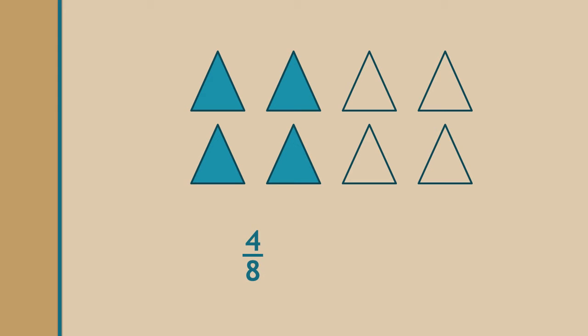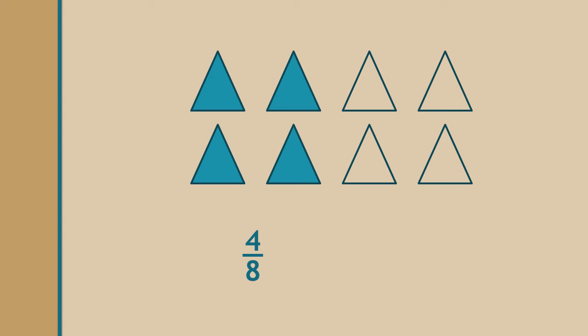I hope that you wrote the fraction 4/8. We have 8 total triangles and 4 of them are colored blue. So this picture of triangles can be represented by the fraction 4/8. Well, this 4/8 is a fraction that is not in its lowest terms. It's not in its simplest form. And we want to get it all the way down to its simplest form.